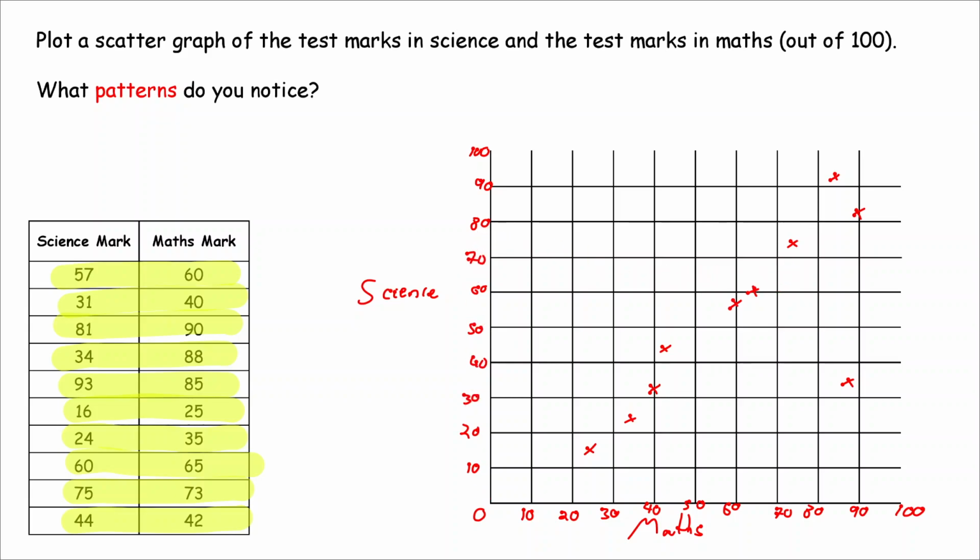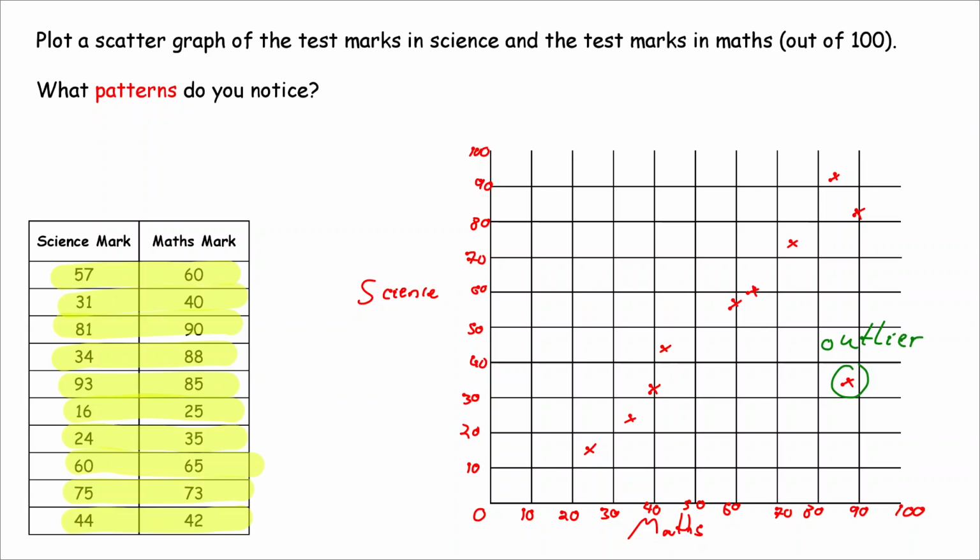That's the pattern here. Apart from this person here, who has a really high maths mark of about, I think it's 88, isn't it? But the science mark is pretty low, relatively, at 34. So this doesn't really follow the pattern. And actually, we call this point here, and we'll talk more about this in a later video, an outlier, because it doesn't follow the pattern.